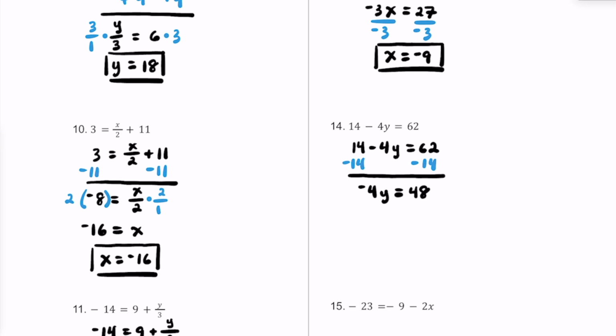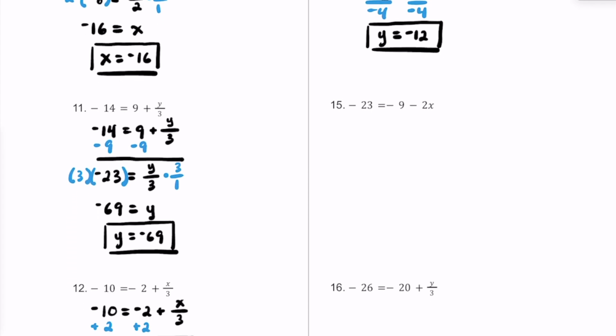Now to get the coefficient for y to be equal to positive 1, let's go ahead and divide both sides by negative 4. So negative 4y divided by negative 4 is just 1y, which is just y. And on the right side, 48 divided by 4 is 12, so 48 divided by negative 4 must be negative 12. So that would be our solution here.